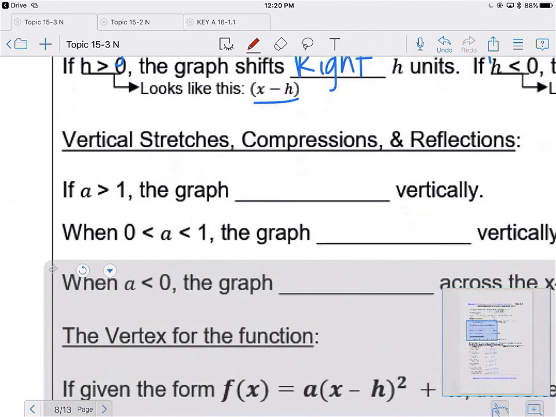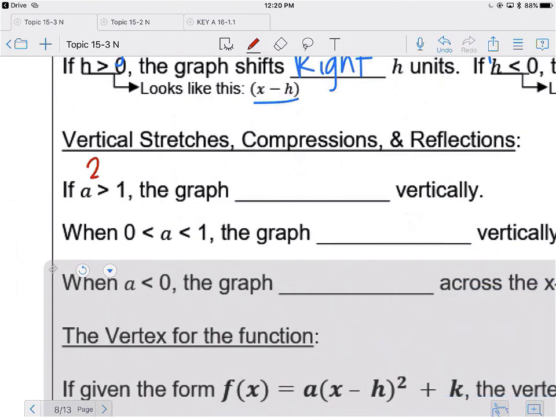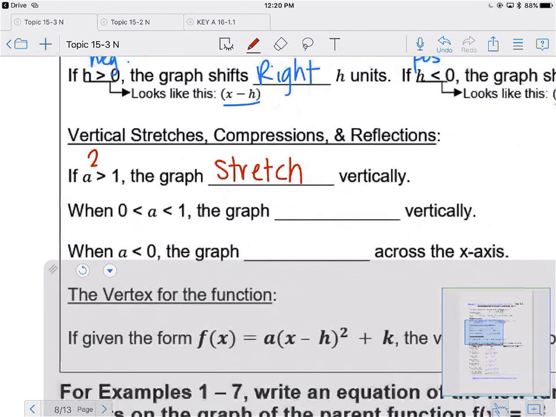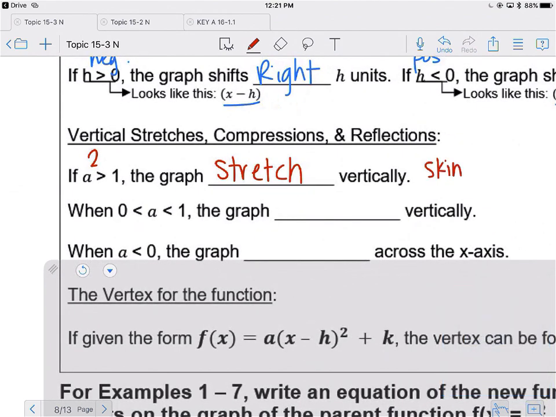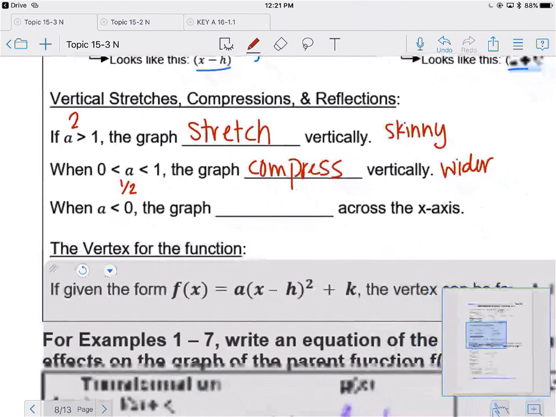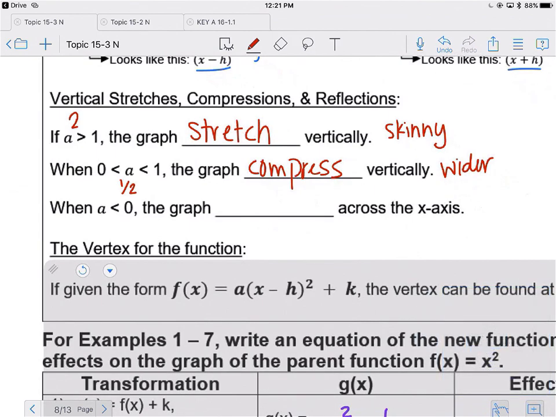So if A is greater than 1, so something like a 2, the graph will stretch vertically. So remember, that means it's going to be skinny. If A is between 0 and 1, something like 1/2, it will compress. So that means it's going to be wider. And when A is less than 0, such as a negative number, the graph reflects across the x-axis.